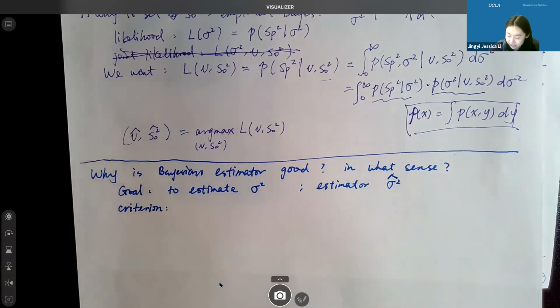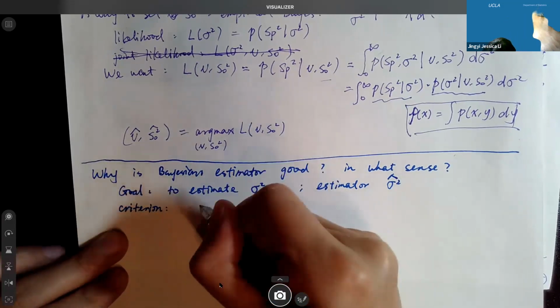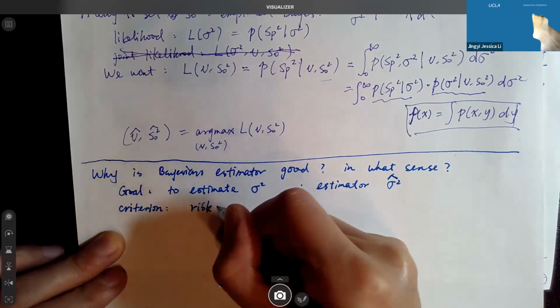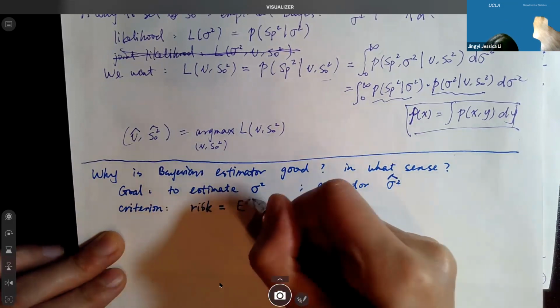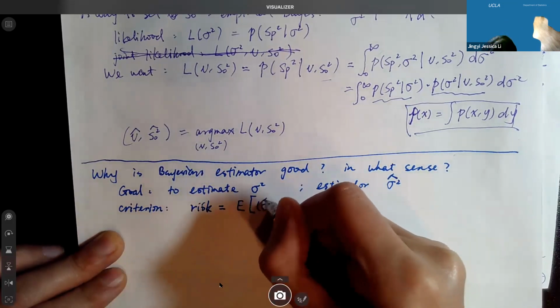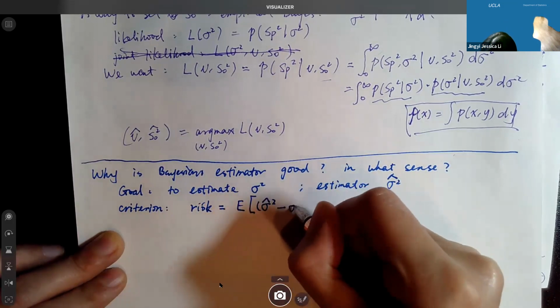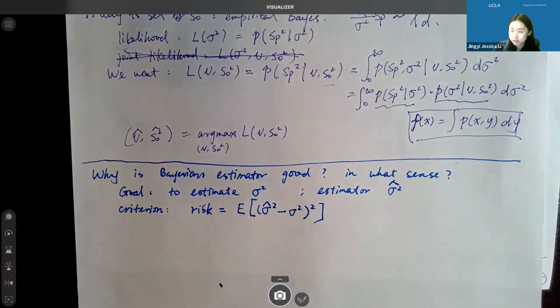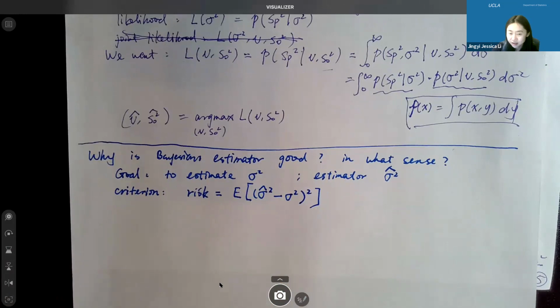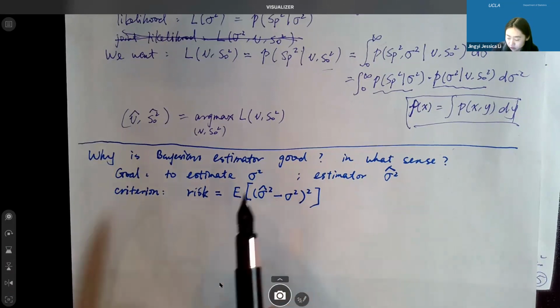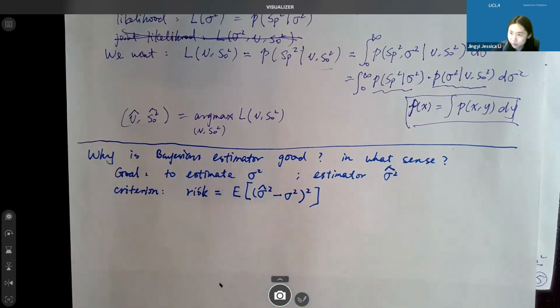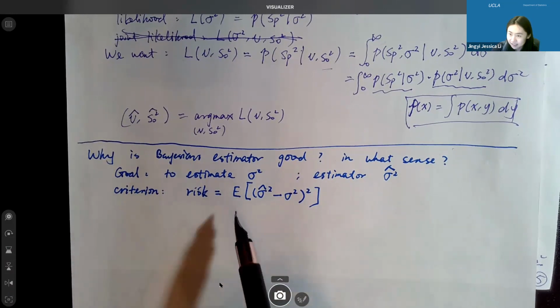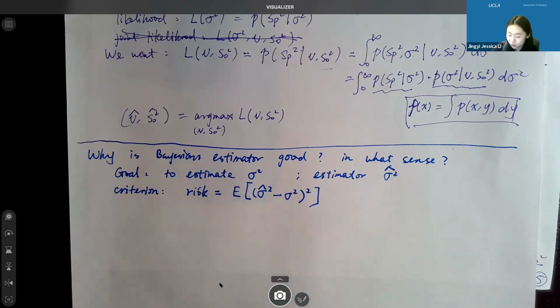This risk is defined as the expectation of sigma hat square minus sigma square, their difference squared. So it's the expectation of the square difference. And when we write expectation, one question I said in the beginning of this whole class, maybe lecture 1 or 2, is that it's important to think about what random variable or random variables this expectation is with respect to.